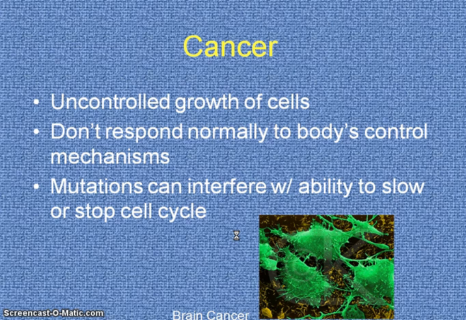Mutations can actually interfere with the ability to slow down or stop this cell cycle. So instead of waiting to be told to make new cells when they're needed, these cells can just keep replicating and replicating and replicating, which is why they can grow so quickly and spread so fast.